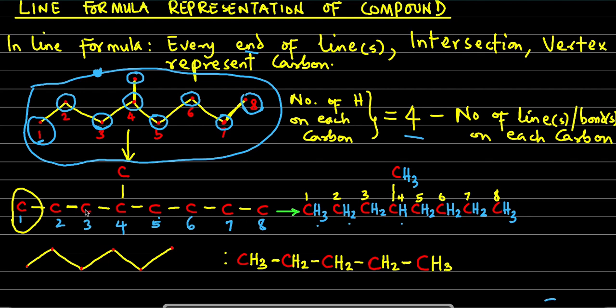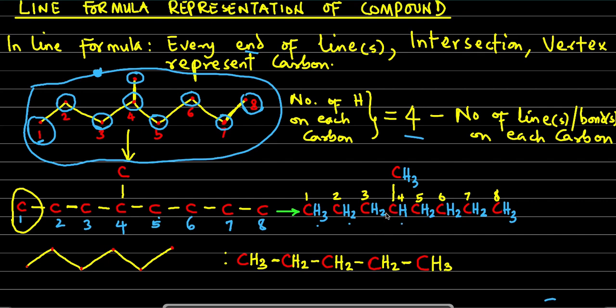Carbon 3 will do the same thing. Carbon 3 has 2 bonds, left and right, flanking this carbon 3. So for us to know the number of hydrogens that will be present on carbon 3, very simple. We subtract the number of lines seen on this carbon 3 from 4. Carbon 3 has 2 lines, so 4 minus 2 is going to give us 2. Hence carbon 3 is CH2.